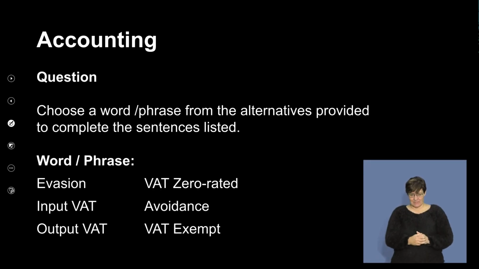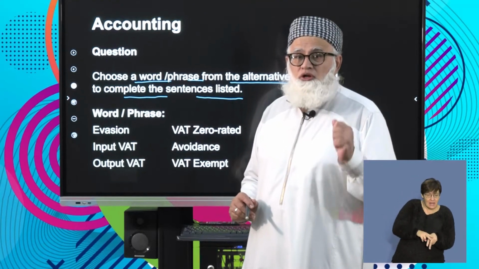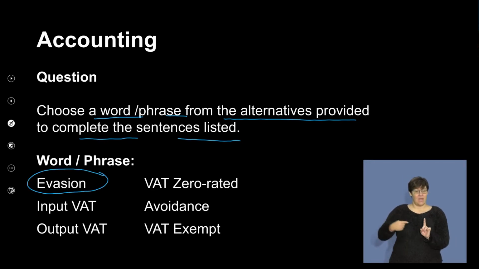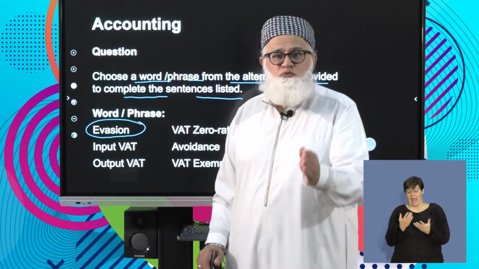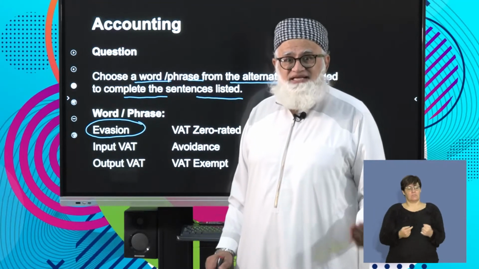Okay, the question says, choose a word or a phrase from the alternatives provided to complete the sentences listed. Let us discuss these concepts before we go into the actual question. Number one, evasion. You know that this clearly is illegal, it is theft, it is fraud. Tax evasion is where we are expected to pay a certain amount over to SARS and we don't comply with it. That is tax evasion.